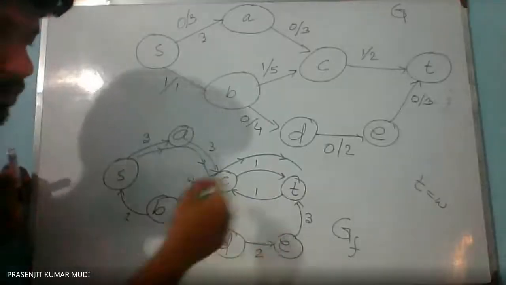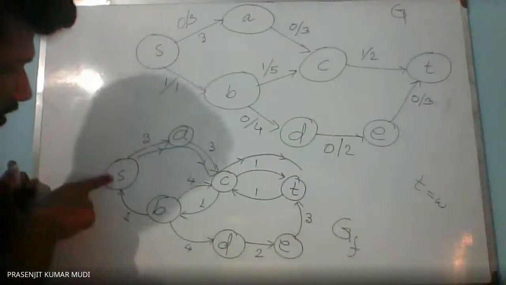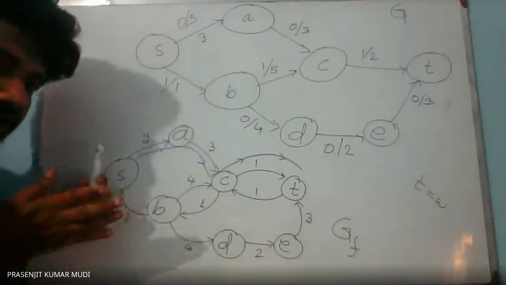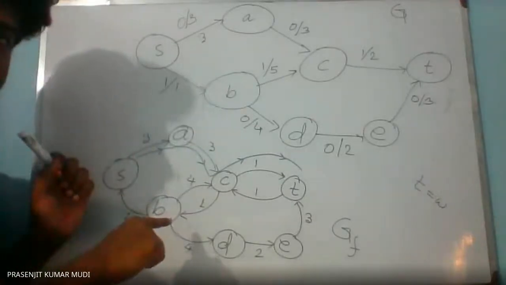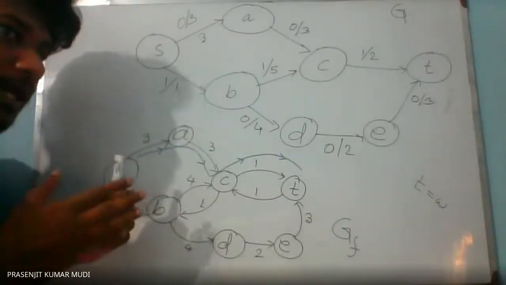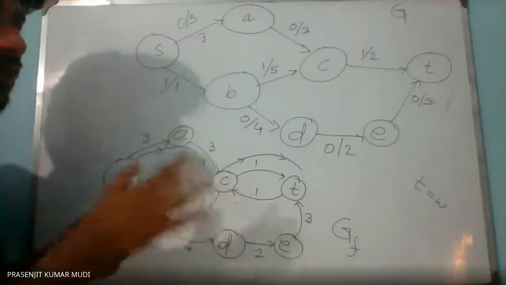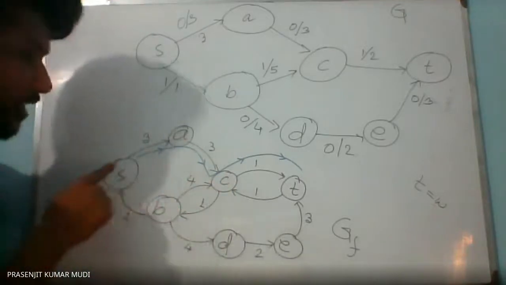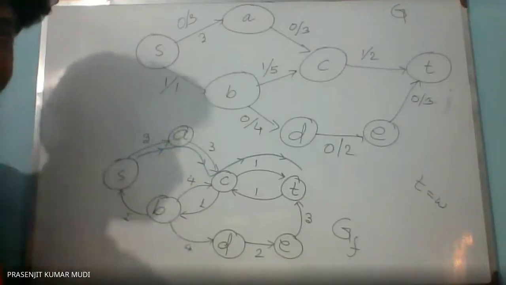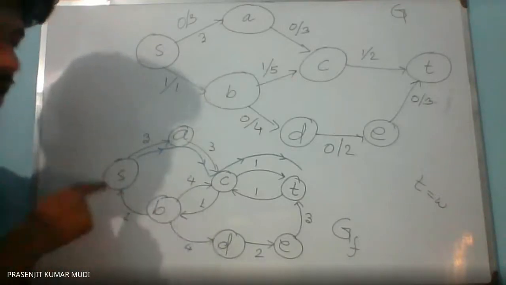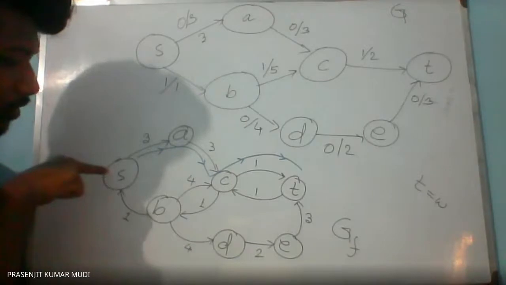And no other path we can find out, because from S we can have 2 edges only. One is S to A, another is S to B. A path is possible along the edge S to A, but no path is possible along the edge S to B, because there is no forward edge from S to B. It is a backward edge from B to S. So you can't go from S to B.